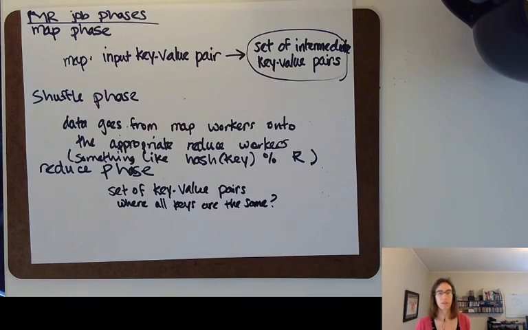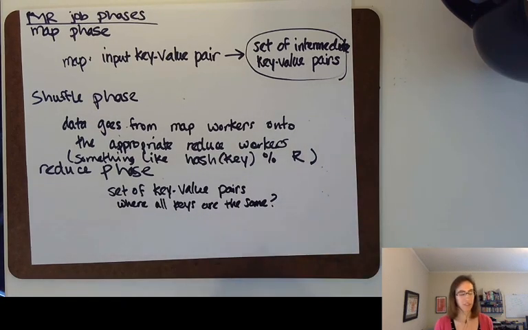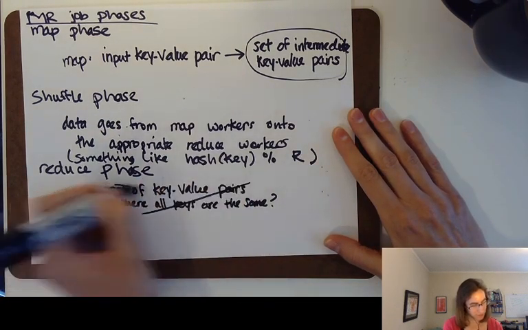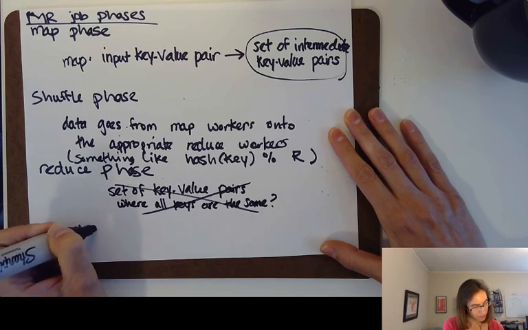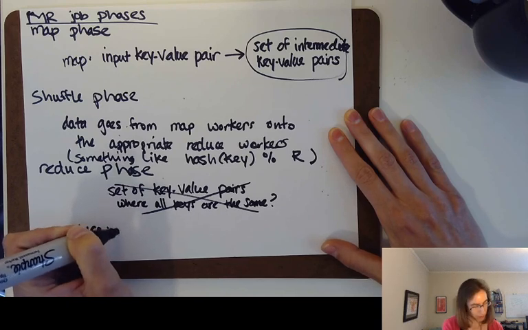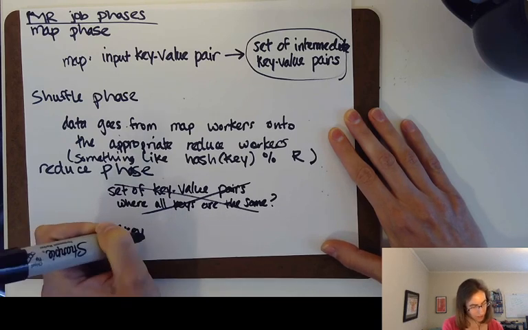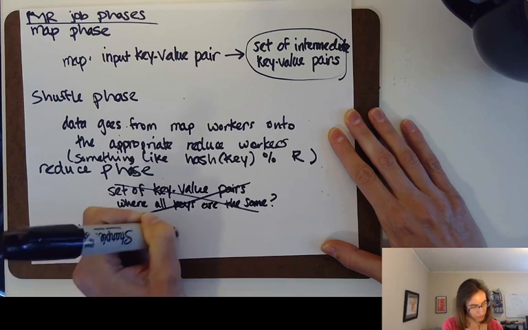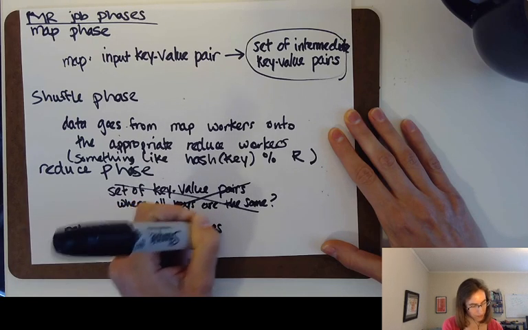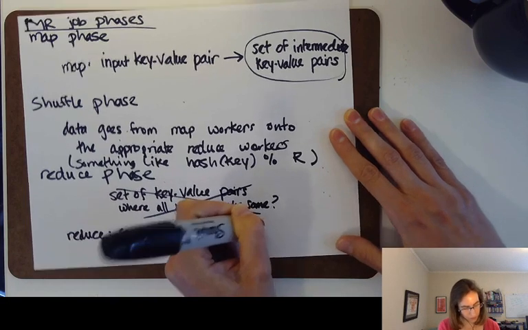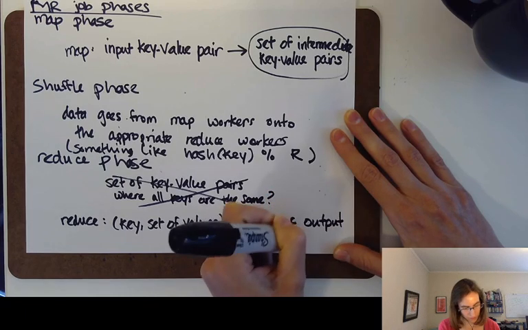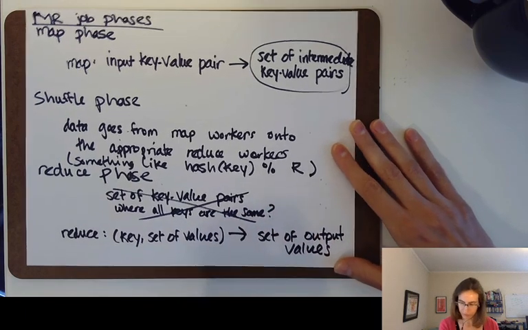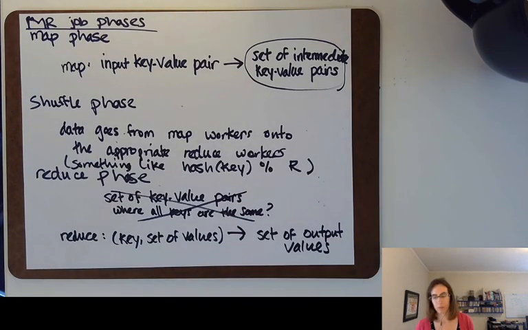But instead, the way that they express this in the paper is they say that the reduce function takes one key and a set of values that go with it. So they say reduce takes a pair of a key and a set of values, and it produces a set of output values.